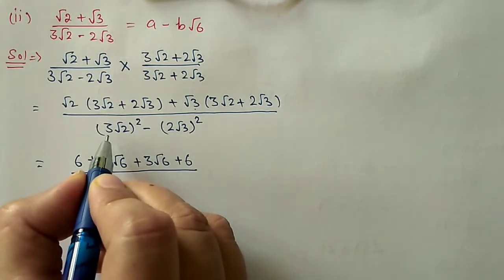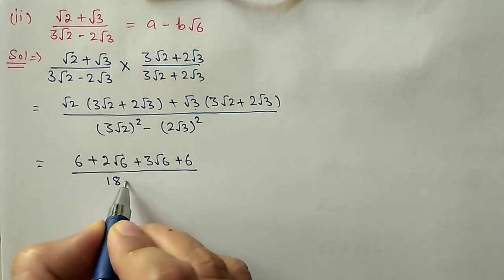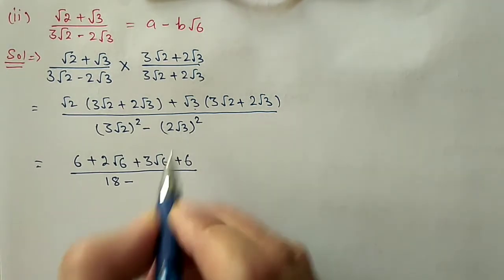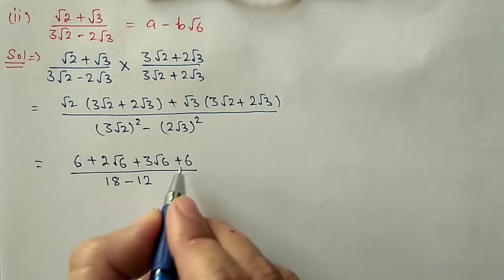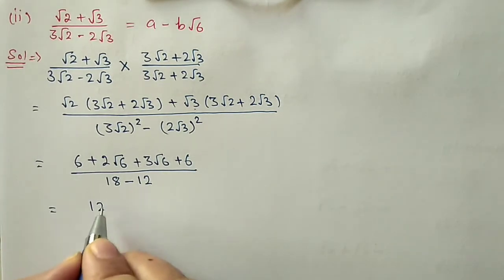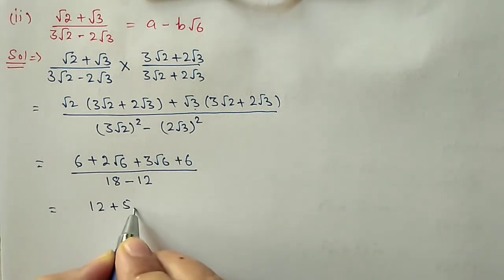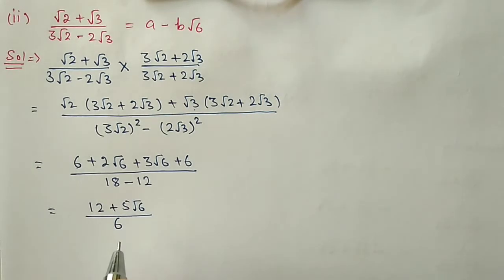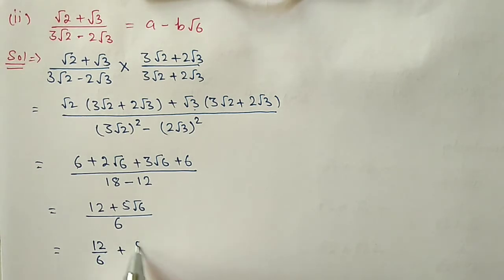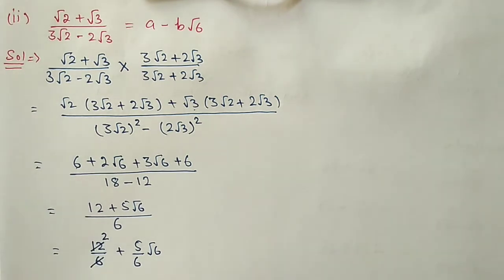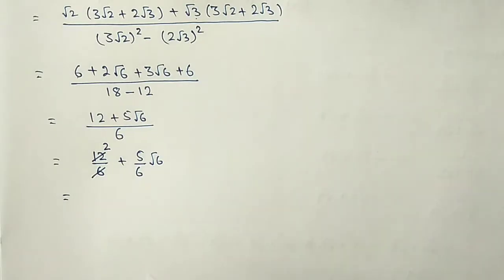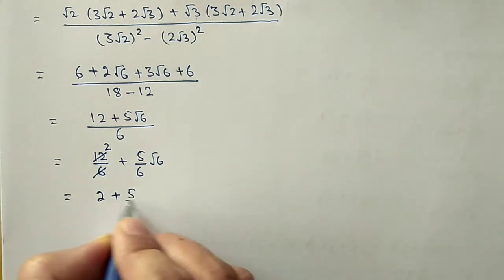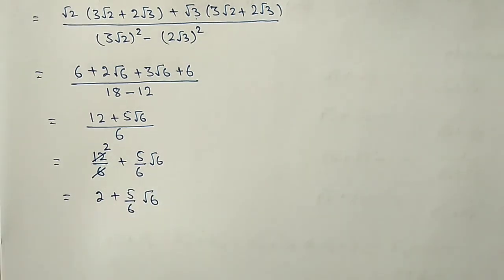Denominator, 3 square 9 into 2 is 18, minus 2 into 2 is 4, into 3 is 12. 6 plus 6 will become 12, and 2 plus 3 will become 5 root 6, and 18 minus 12 is equal to 6. Now we can split it, we can write it 12 by 6 plus 5 by 6 root 6. We can cancel out 6 2s and we will get here 2 plus 5 by 6 root 6.